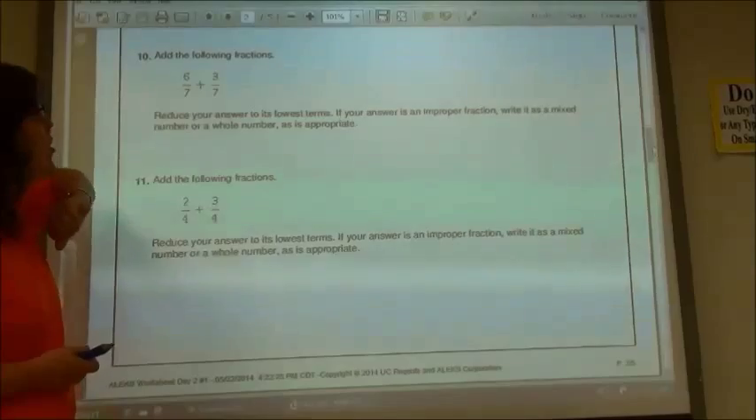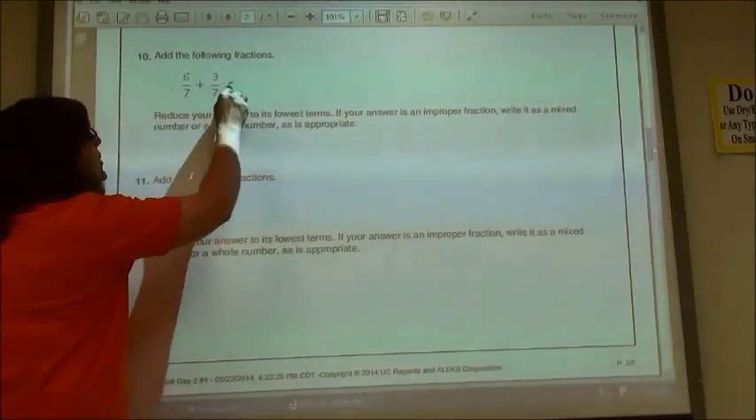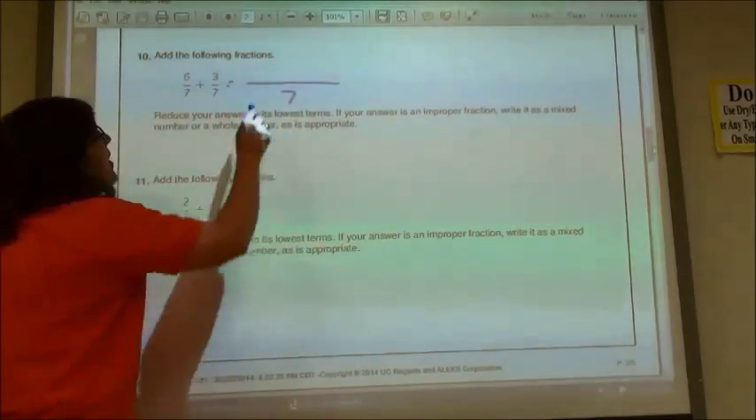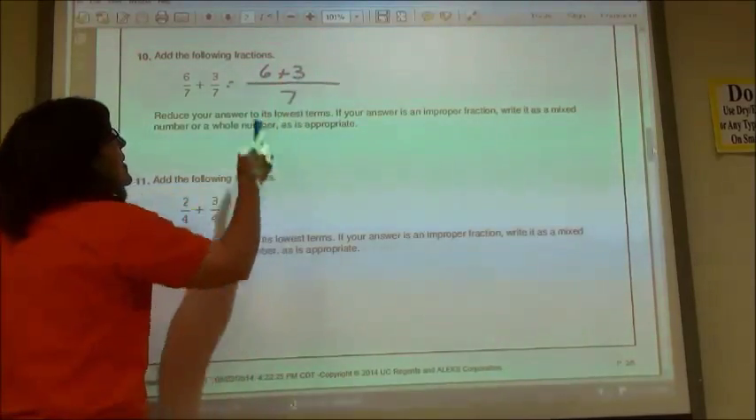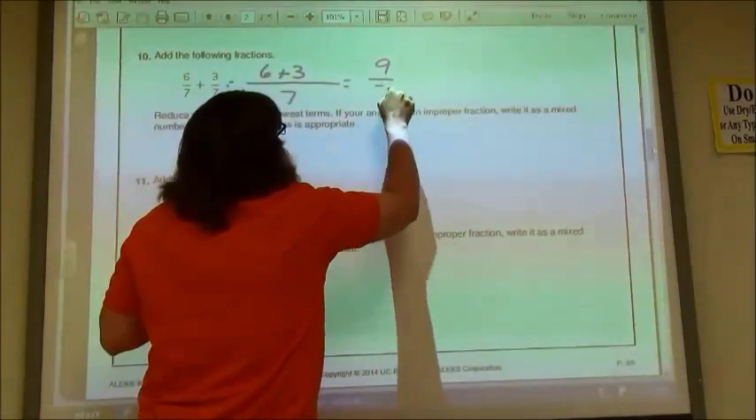If my denominators are already the same, I'm just adding the numerators. So the 7 is going to stay on the bottom, and I'm just taking the 6 plus 3. 6 plus 3 gives me 9/7.